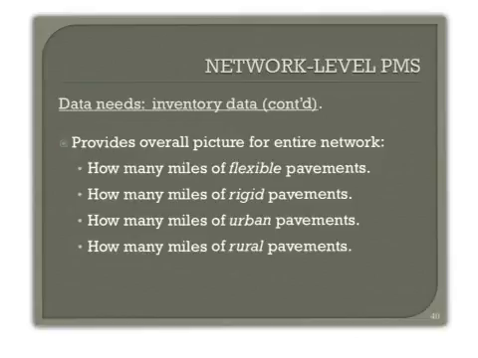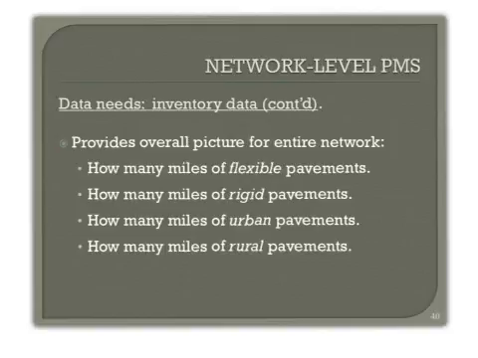So the inventory data also has to provide an overall picture of the entire network. For example, you should ask yourself how many miles of flexible pavements. Now again, looking from the network perspective, let's say the city of Tyler as a full network, you need to know how many miles of the entire network is paved with flexible pavements. And when I say flexible pavements, it's the black surfacing with hot mix asphalt. We also need to know how many miles of rigid pavements, how many miles of urban pavements, and even how many miles of rural pavements.